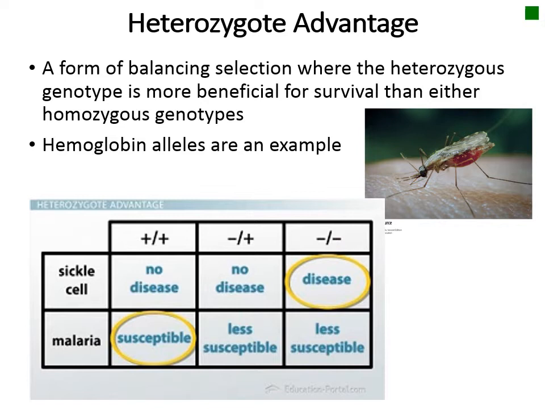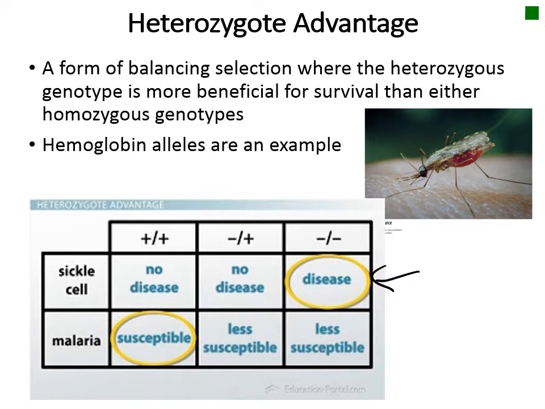A good example of heterozygous advantage is seen in the mutant version of the hemoglobin gene. If you are homozygous recessive for the mutant version of this gene, this causes sickle cell anemia, and you have sickle cell disease, as seen here. Many individuals can die of this disease before having children, and thus the allele is not passed to the next generation.